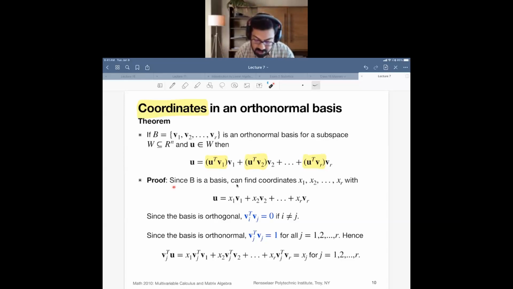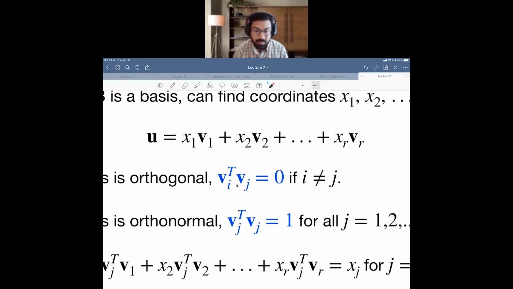Now, let's try to prove this. Since B is a basis, we can find the coordinates x1 through xr by forming an equation here. What are we saying? We can express u as a linear combination of all these vectors. Yes, we can do that because I said B is a set of vectors that spans W and u belongs to W. So I should be able to express u in this fashion. All I need to prove now is x1 equals this and x2 equals that and so on, xr equals that, right? Now I will use my conditions of orthogonality and norm being 1. Since the basis is orthogonal, if I take the dot product of ith vector with jth vector, where i is not equal to j, I should get a 0.